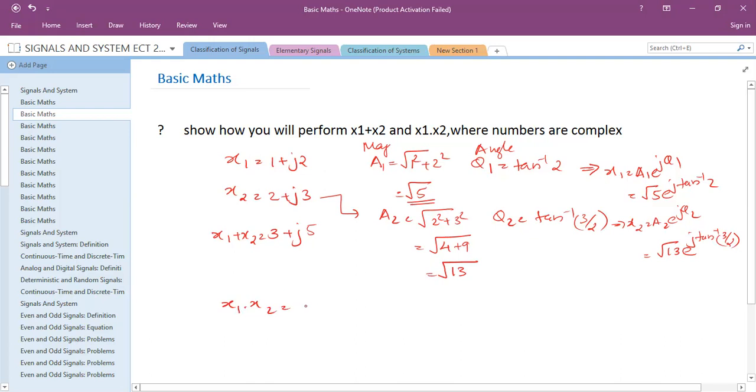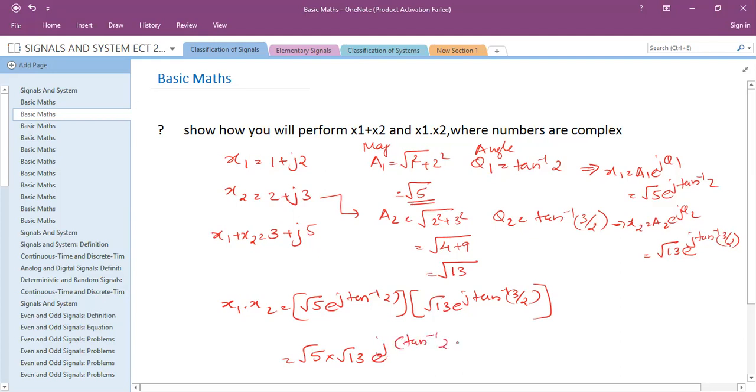So you can write the first number, that is root 5 e raised to j tan inverse 2 into the second number, root 13 e raised to j tan inverse 3 by 2. If you perform this, you can multiply the magnitude part, root 5 into root 13, and for the angle, you can add the angles in the exponent: e raised to j, tan inverse 2 plus tan inverse 3 by 2.